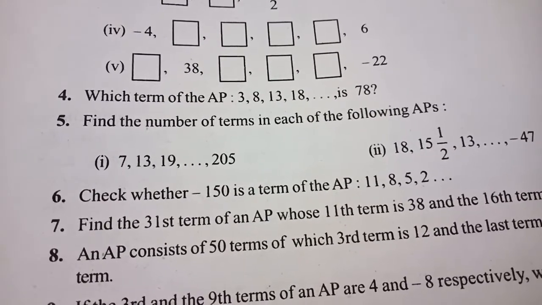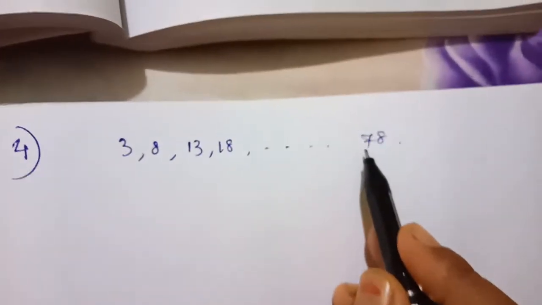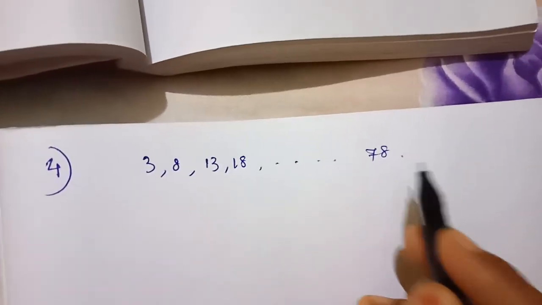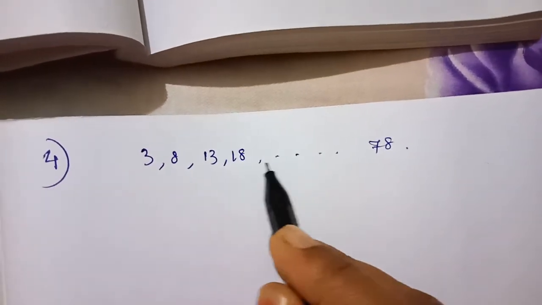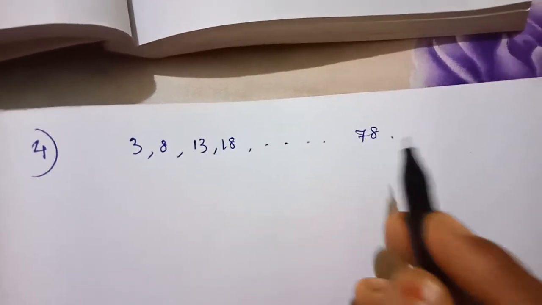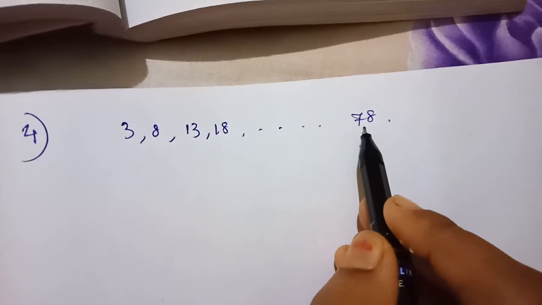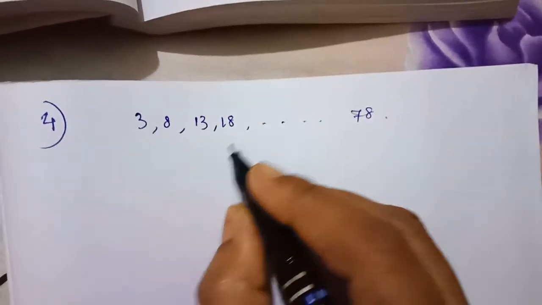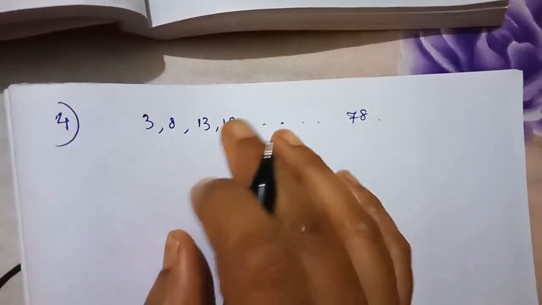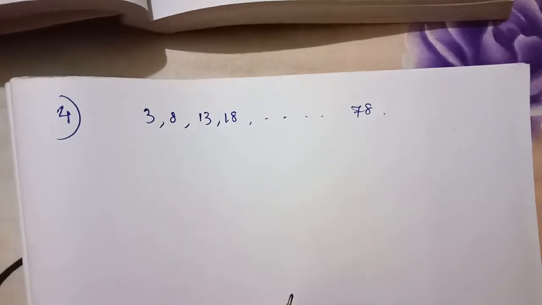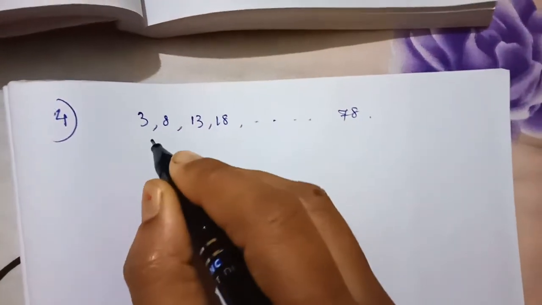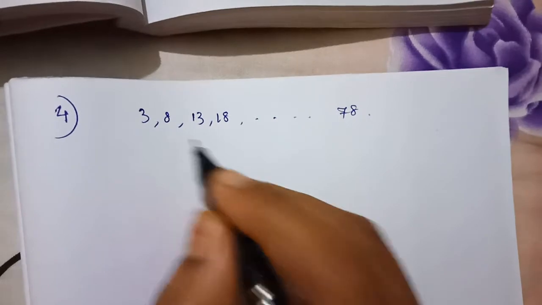That means you have to find out 78's position in this AP. It is already given that these numbers are in AP. You have to find out 78's position. How we will do it? All these type of questions will be done in the same process. So everybody minutely look at the process.